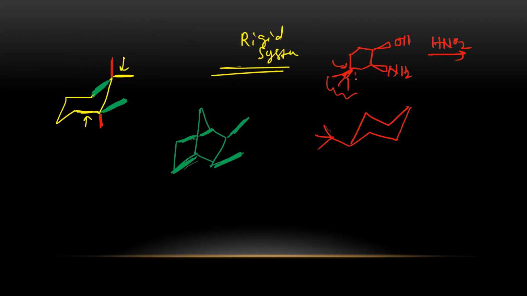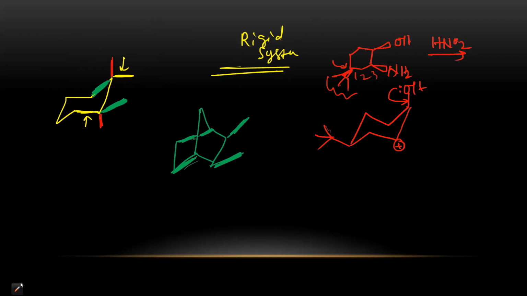Now 1, 2, 3. This NH2 group is above the plane. And now the OH group is above the plane. It doesn't matter for the OH group, because whatever the NH2 group, it will definitely lead to a carbocation. So whether it is above or below doesn't matter. Now what will happen? This will come up. Now which group will migrate?